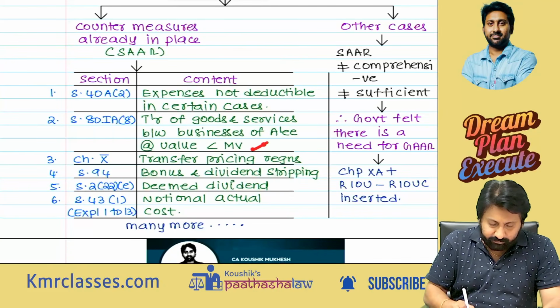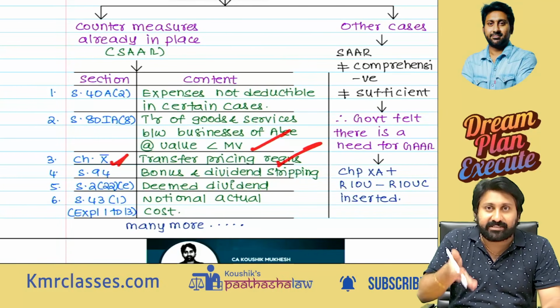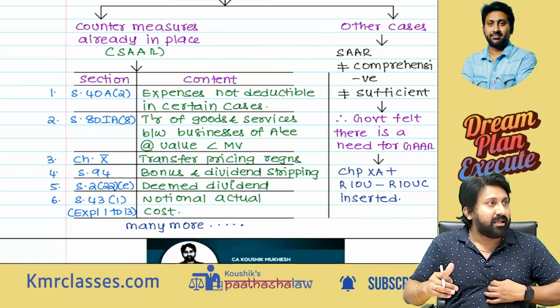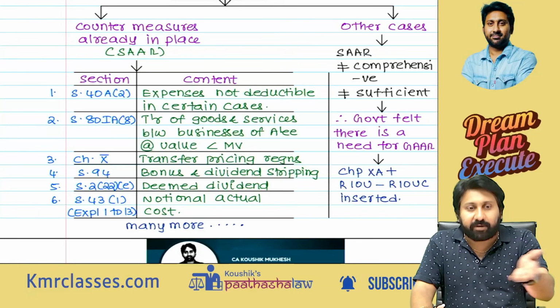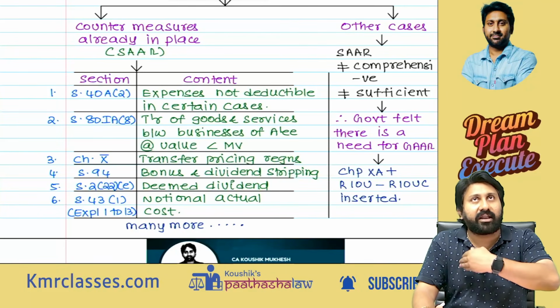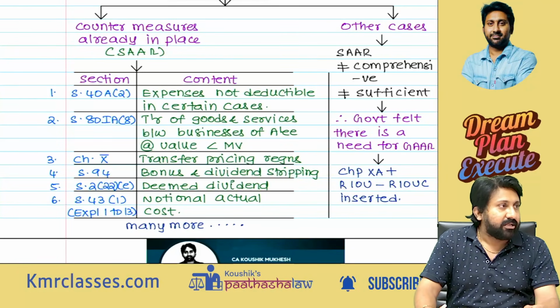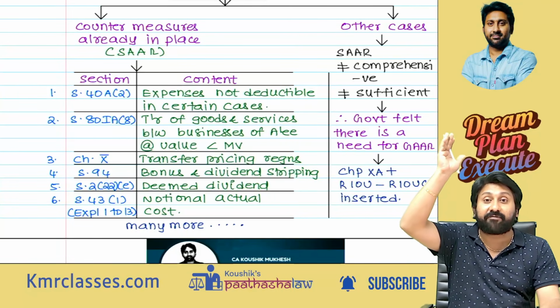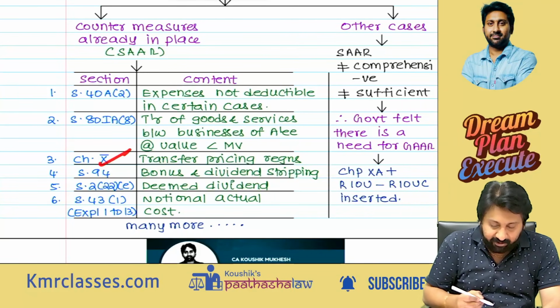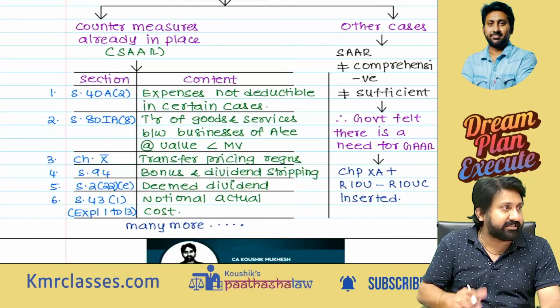Next one, chapter 10, transfer pricing. Transfer pricing concept is what? Arm's length price. An associated enterprise transaction will happen and you will quote at extreme prices or very low prices. For that, there is a separate section 90 to 92 completely, including the safe harbor rules. Everything is applicable for transfer pricing provisions. It's a tax avoidance scheme.